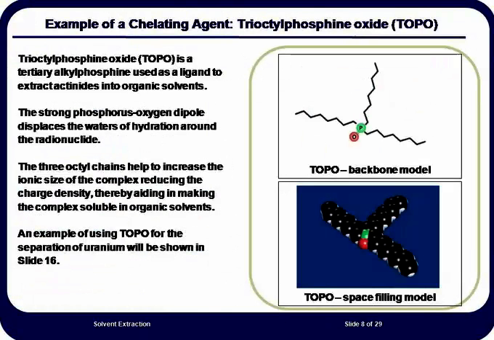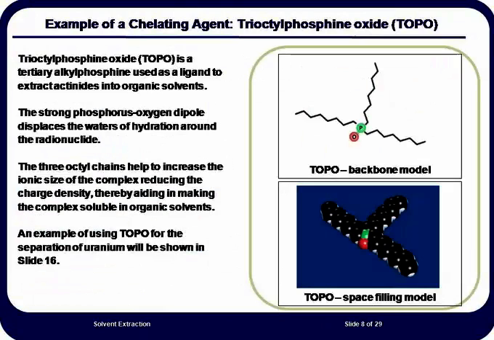Tri-N-octyl phosphine oxide, also called TOPO, contains a strong dipole moment centered on the phosphorus-oxygen bond. The oxygen, being more electronegative, is the end that will provide the unshared pair of electrons for bonding with the vacant orbitals of a metal ion.